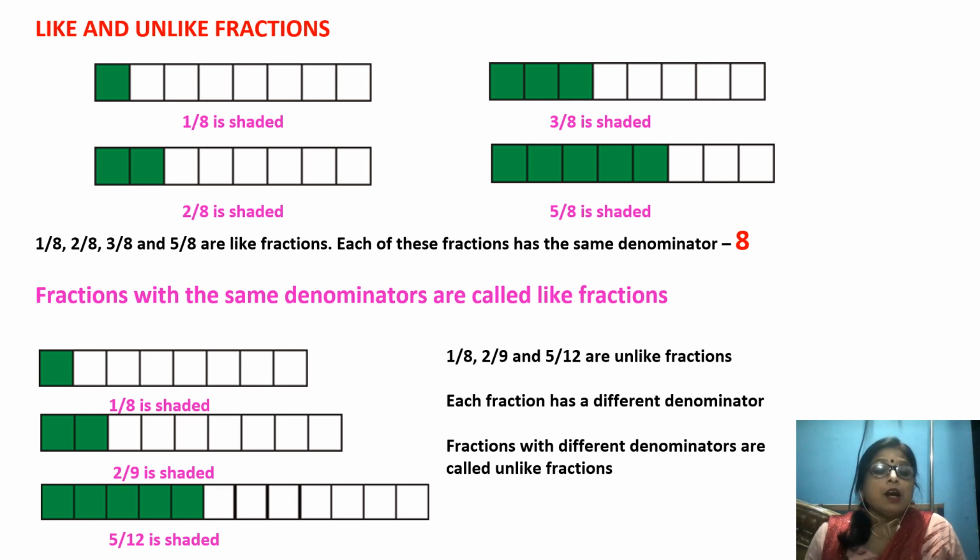Next one. In this figure, 1 out of 8 parts is shaded, 2 out of 9 parts is shaded, and 5 out of 12 parts is shaded. So the fractions are 1 by 8, 2 by 9 and 5 by 12. These are all unlike fractions because they have different denominators. So you can define that fractions with different denominators are called unlike fractions. So this is all about like fractions and unlike fractions.